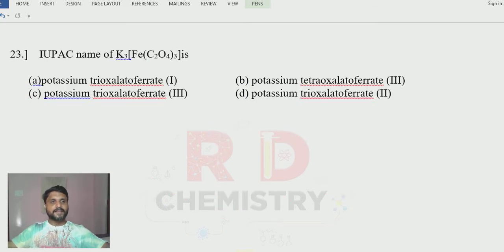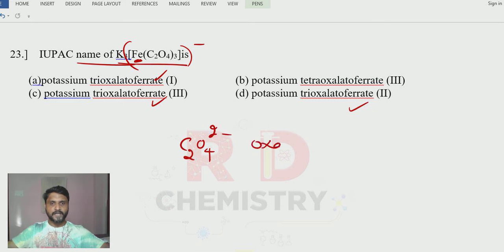Question number 23. IUPAC name of this compound is. This is the potassium to begin with. Then we have got iron atom in the anionic entity, so it should be ending with ferrate. And C2O4, these are 2 minus, which is oxalato. How many times oxalato? 3 times. Should be trioxalato, correct? Now, here given trioxalato, D option, tetra is not the answer. Tri is given here.